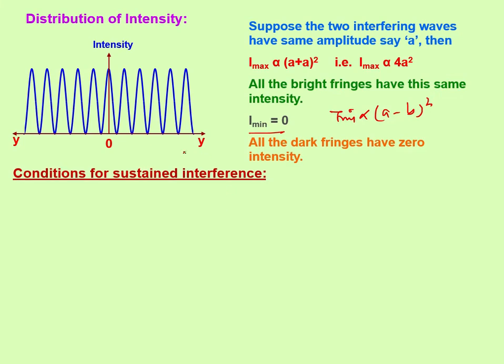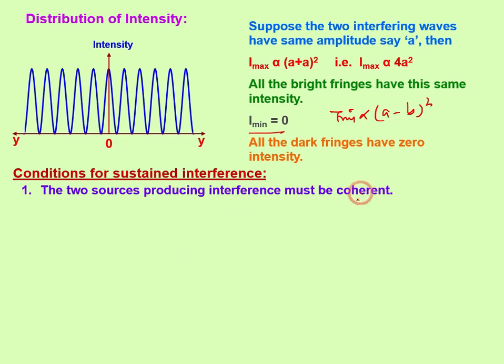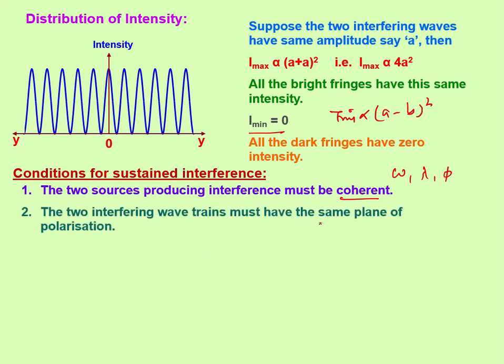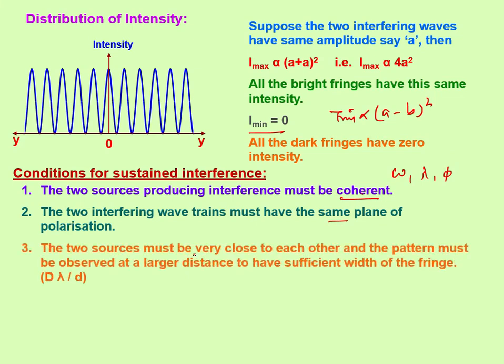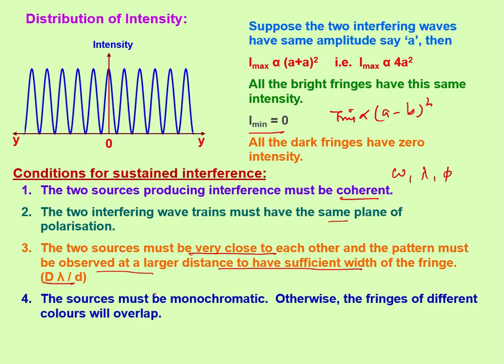Okay, and these are the conditions for all this what we have discussed: two sources should be coherent. That means they should have same frequency, wavelength and phase. Two interfering waves must have same plane of polarization, meaning both should be transverse or longitudinal, traveling in the same plane. They should be very close to each other, because at large distance we have sufficient width of the screen, lambda D upon small d, as we have discussed. And the sources should be monochromatic, that means the wavelength should be single.